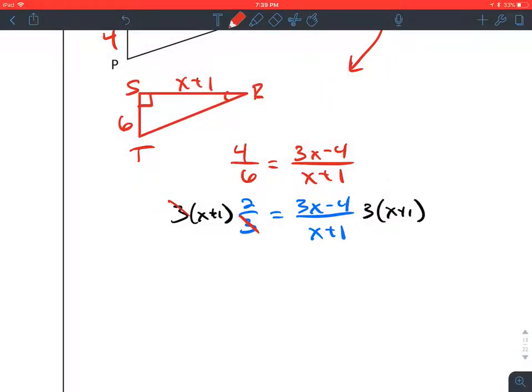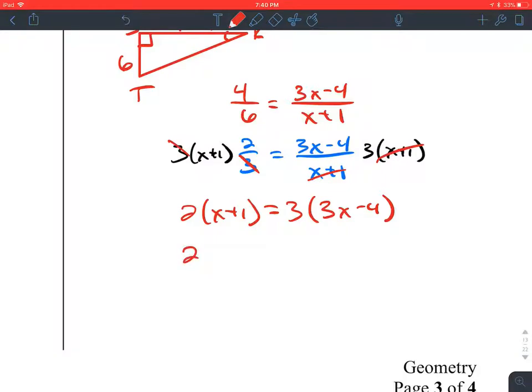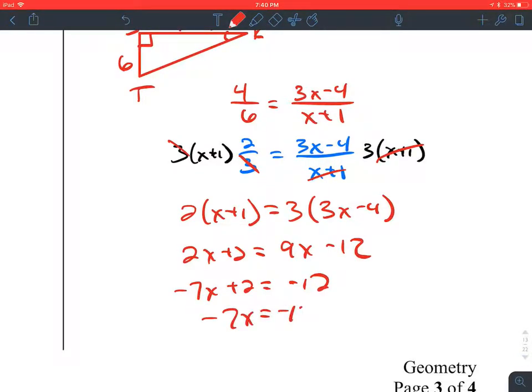On the left, multiplying and dividing by the same thing cancels. On the right, multiplying and dividing by the same thing cancels. So now we have 2 times the sum of x and 1 on the left, and 3 times the difference of 3x and 4 on the right. If I distribute the 2, I'm going to get 2x plus 2. If I distribute the 3, I'm going to get 9x minus 12. If I were to subtract 9x from both sides, I would get negative 7x plus 2 is negative 12. If I were to subtract 2 from both sides, I get negative 7x is negative 14. If I divide both sides by negative 7, I get x is 2.